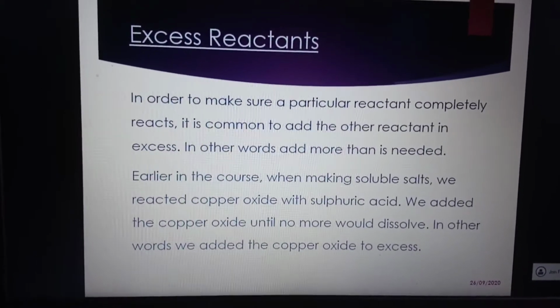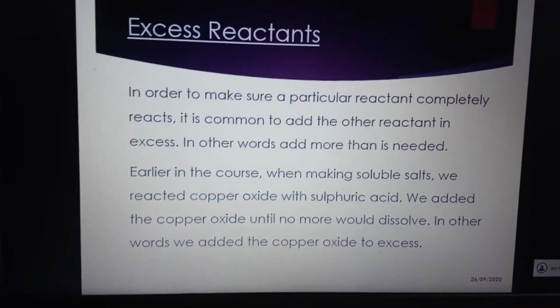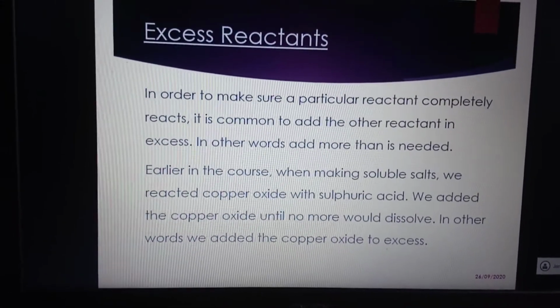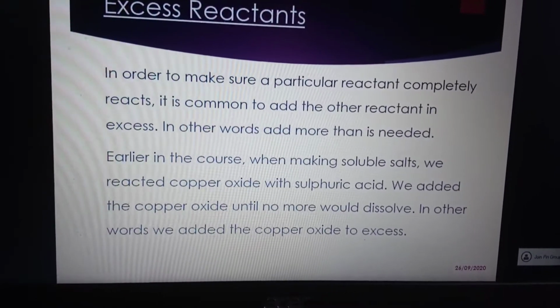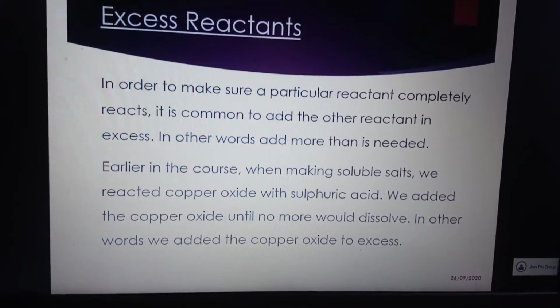Okay, earlier in the course when making soluble salts, we reacted copper oxide with sulfuric acid. We added the copper oxide until no more would dissolve. In other words, we added the copper oxide in excess.